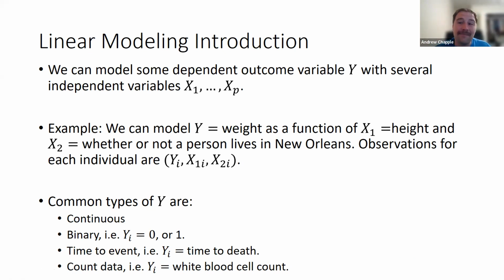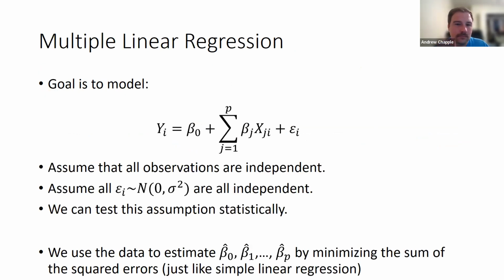It's going to be the same exact thing in the next module when we talk about logistic regression, which is another very common method that you'll see in statistical literature, in medicine, or whatever you're reading. So the goal is to model it like this: yi equals beta 0 plus the sum of beta j times xji, plus ei.